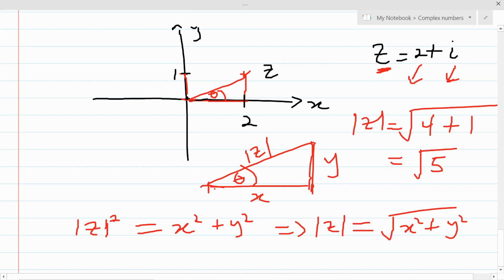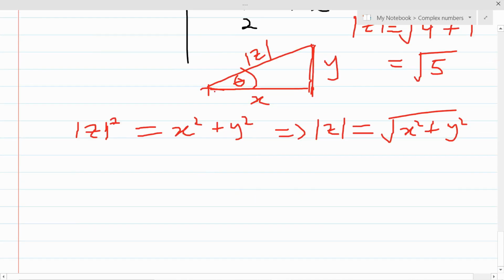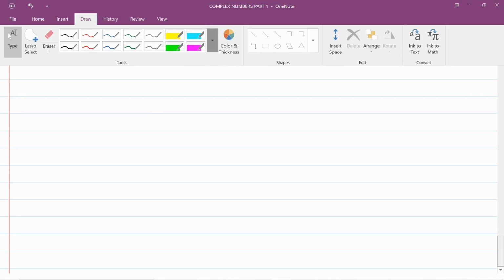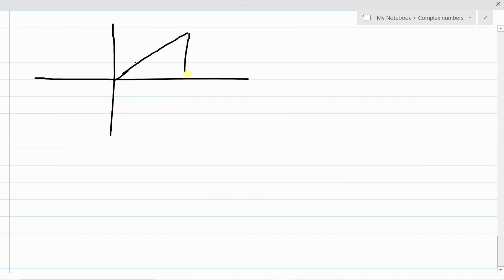Okay, so let's move on and know more about the Argand diagram. From what we just learned, we said that the complex number can be represented in the Argand plane as this, where this will be an angle theta that it makes with the x-axis or the real axis, and this is our y, and this will be the length.